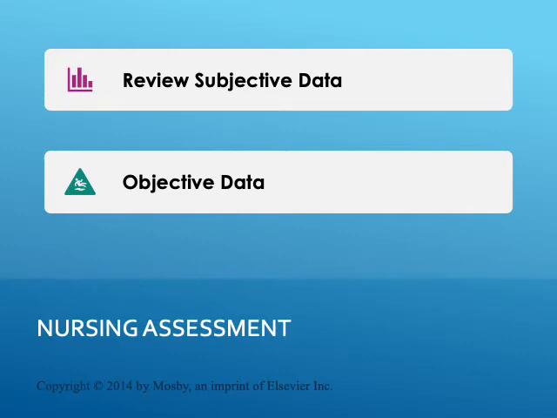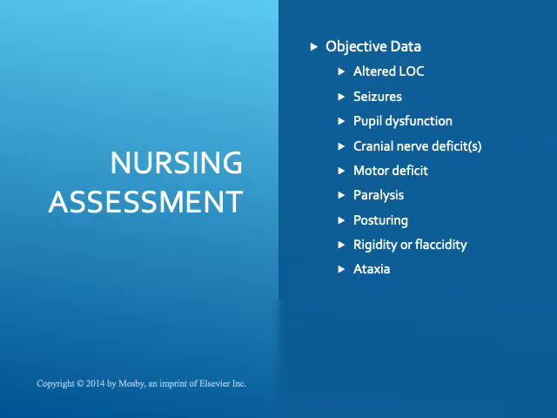GI, they can have vomiting, projectile vomiting, bowel incontinence, and then of course bladder incontinence. There's a list of objective data, and of course there's more. You really have to assess every portion of this patient's body.